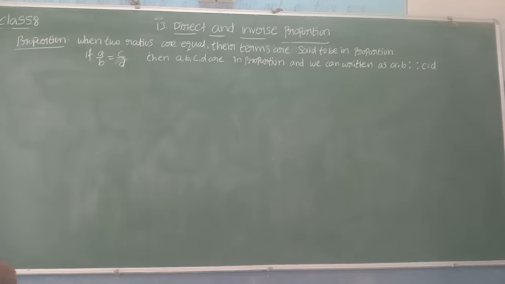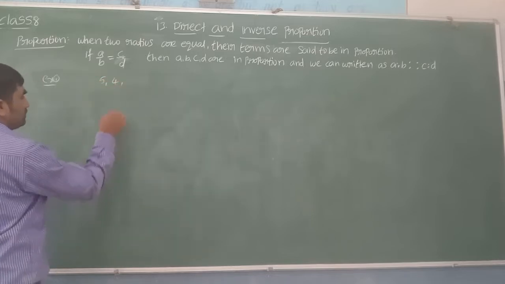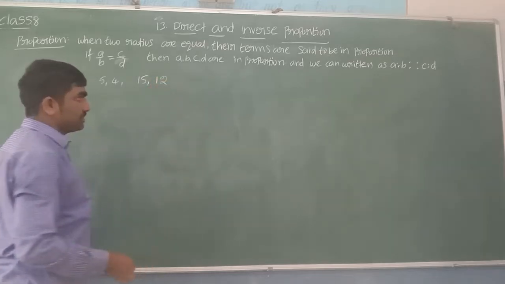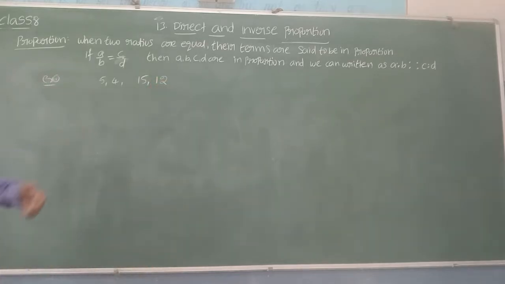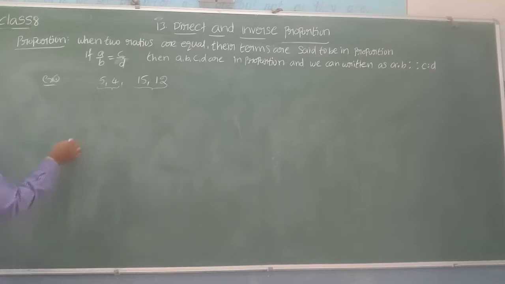Let's see one example about proportion here. Let me take one example. Suppose 5, 4, 15, 12. Here they give four terms and ask us to verify whether these four terms are in proportion or not. So how can I verify? We'll find the ratio of the first two terms. Again we find the ratio of the next two terms. How can we find the ratio of 5 and 4? Comparison by division method. 5, 4.